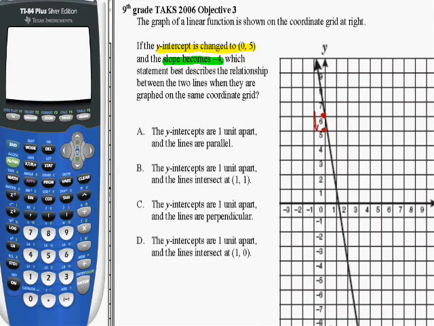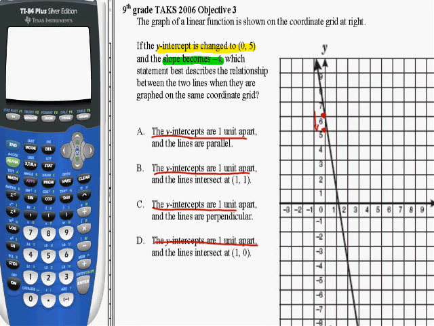Let's see if any of our choices reflect that. Choice A says the y-intercepts are 1 unit apart. They are. B also says the y-intercepts are 1 unit apart. C says the same thing. D says the same thing. So we know that, but it's not going to help us narrow down our choices any. Let's look at what happens with the slope.